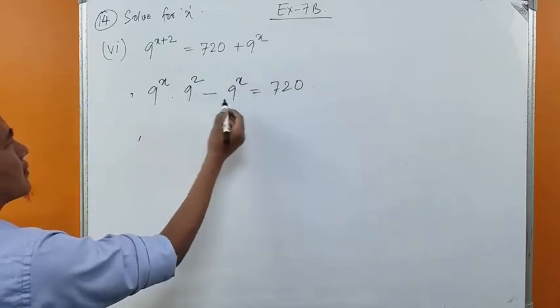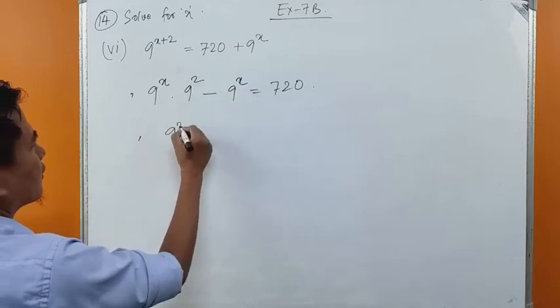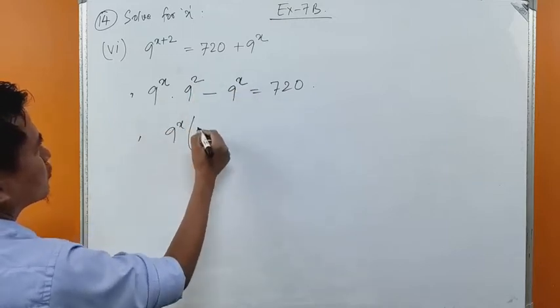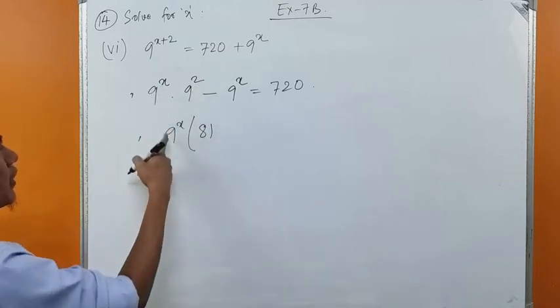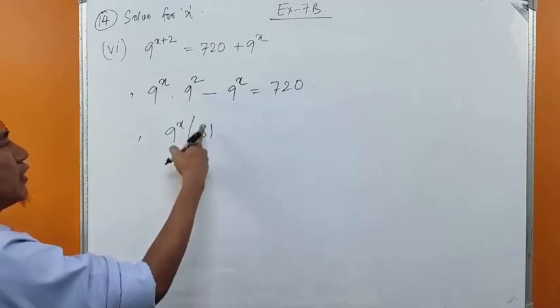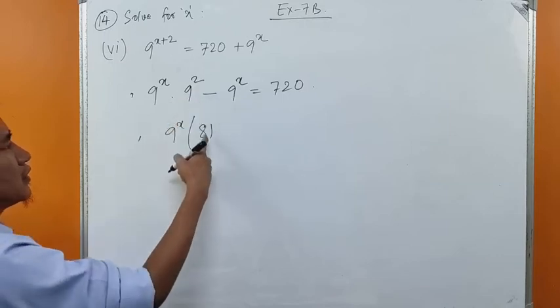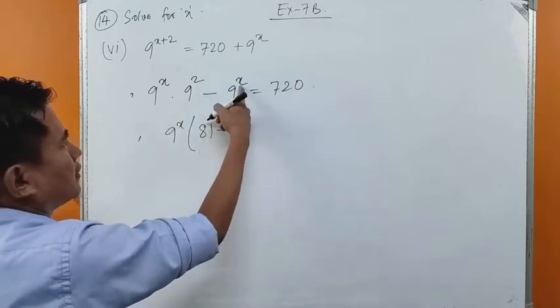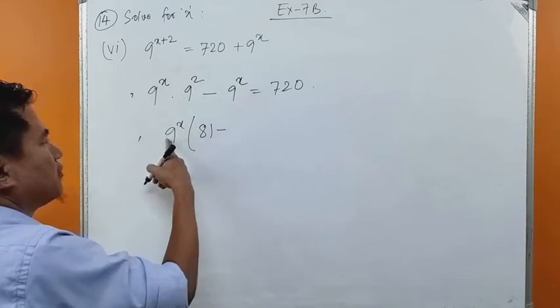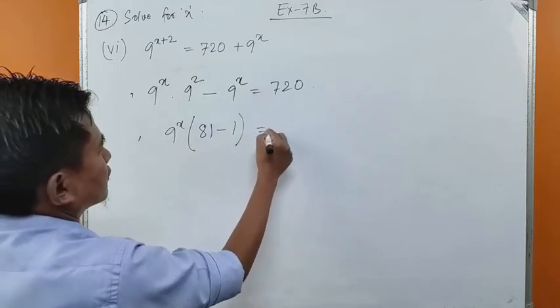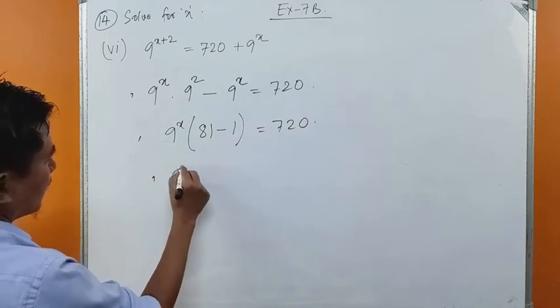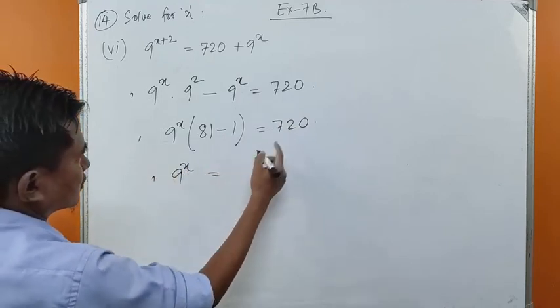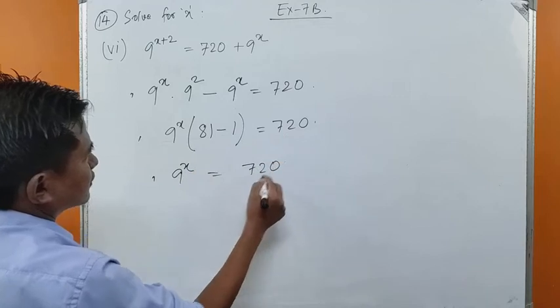So 9 to the power x, we take common. Within the bracket remains 9 squared, that is 81, because 9 to the power x is taken common. Now 9 squared remains within the bracket, that is 81, minus 9 to the power x is taken common, so 1 remains here, equals 720. Or 9 to the power x equals 720, which is already on the right hand side.